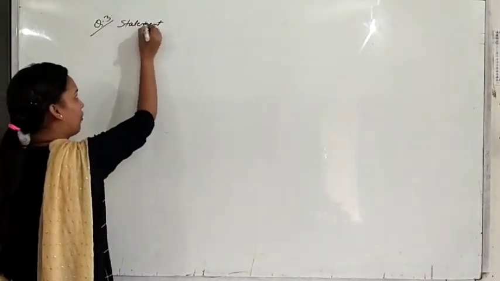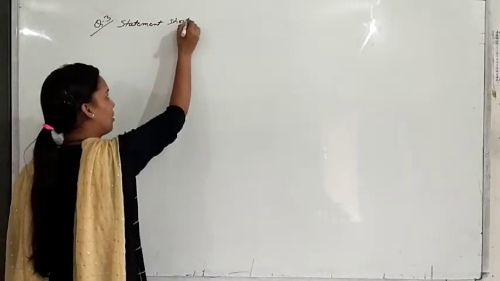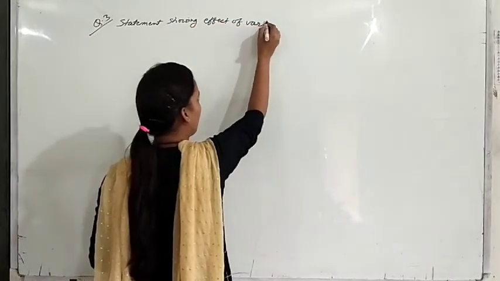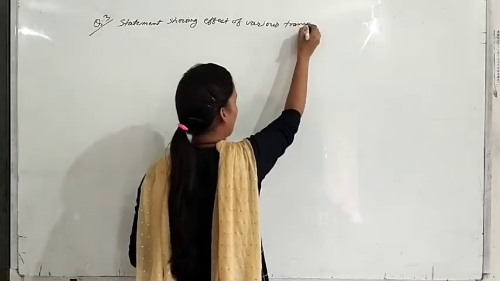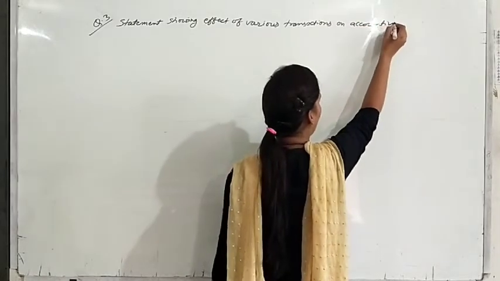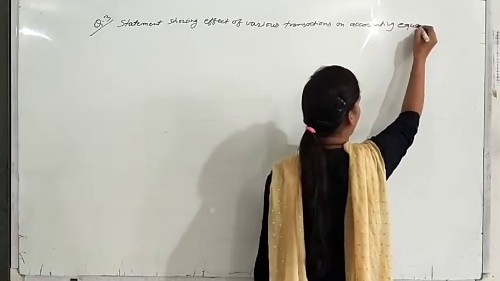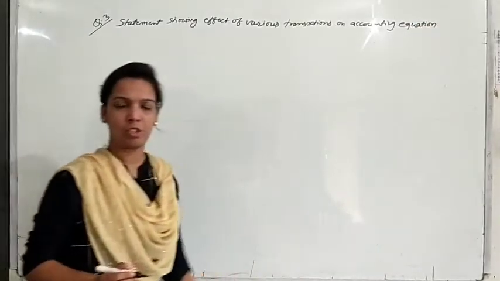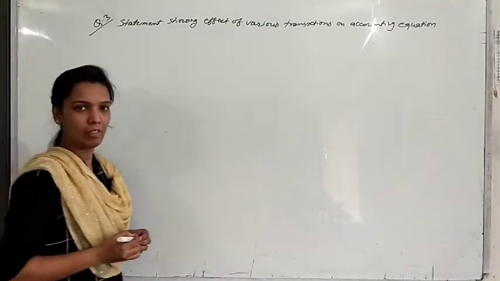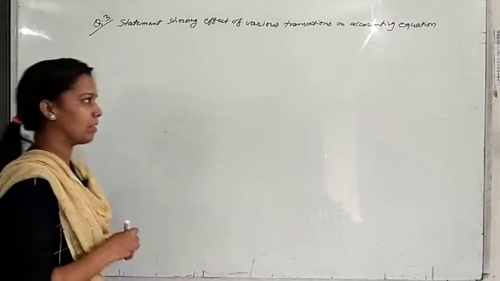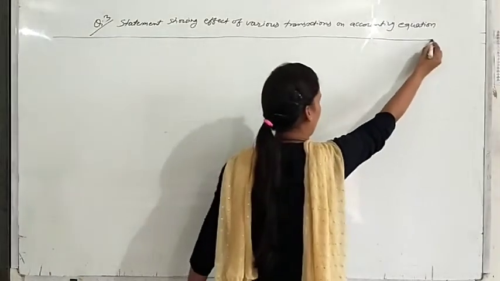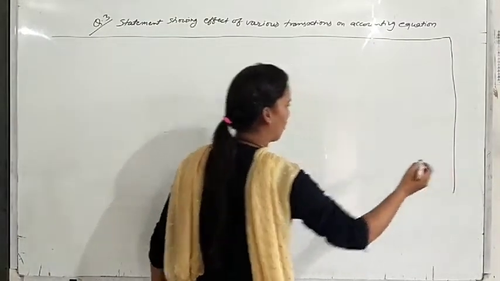As we write the heading of the format: Statement showing effect of various transactions on accounting equation. We will show various transactions here. So what is the effect of these various transactions on our accounting equation? What is the equation? Again I remind you, the equation is assets is equal to liability plus capital. It is only a small question. Here there are only 4 transactions, so it will not be too large.